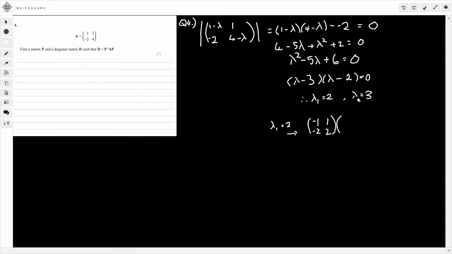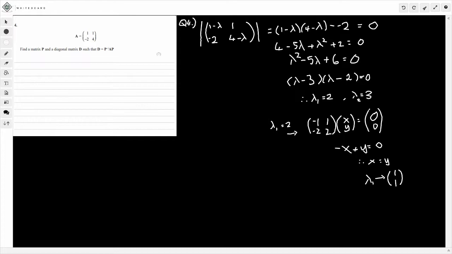Well, what do I get when I times by xy? When we times this by the matrix xy, we should get 0, 0. Well, what that's going to be is minus x plus y, so minus x plus y is equal to 0. That means, therefore, that x is equal to y. If y is 1, x is clearly 1. So an eigenvector, when lambda 1 is 2, could be 1, 1, for example. So that's my first one, for lambda 1.